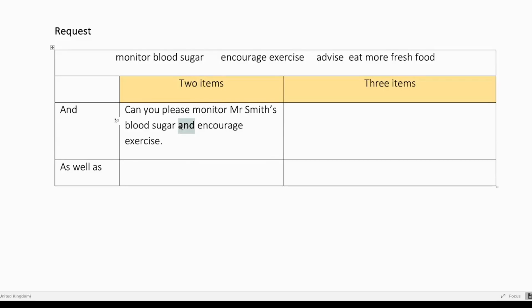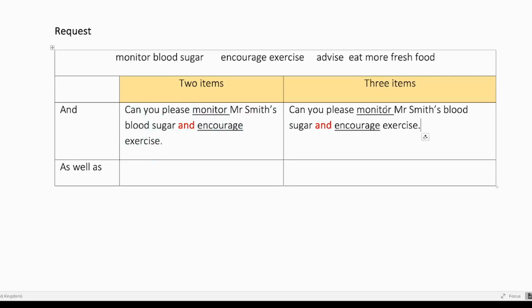What have I got? I've got monitor as a verb, okay, and encourage. Excellent. If I did 3, what would I do? Okay, I'm going to take this away. Can you please monitor Mr. Smith's blood sugar, encourage exercise, and advise him to eat more fresh food?